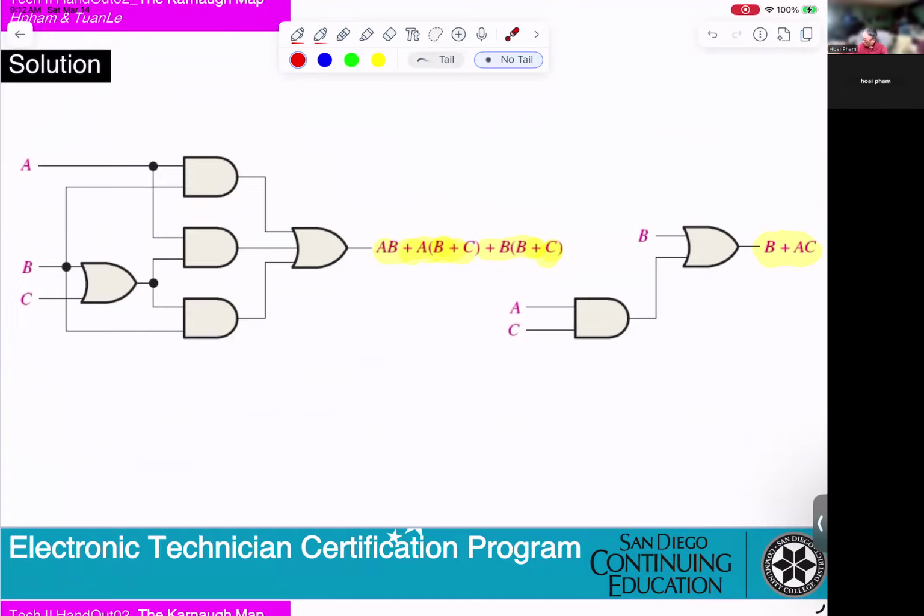So you can see on the original circuitry, 1, 2, 3, 4, 5 gates. However, after simplifying the same circuitry, now they need only 2 gates. That can save 3 gates already. That will save the money.